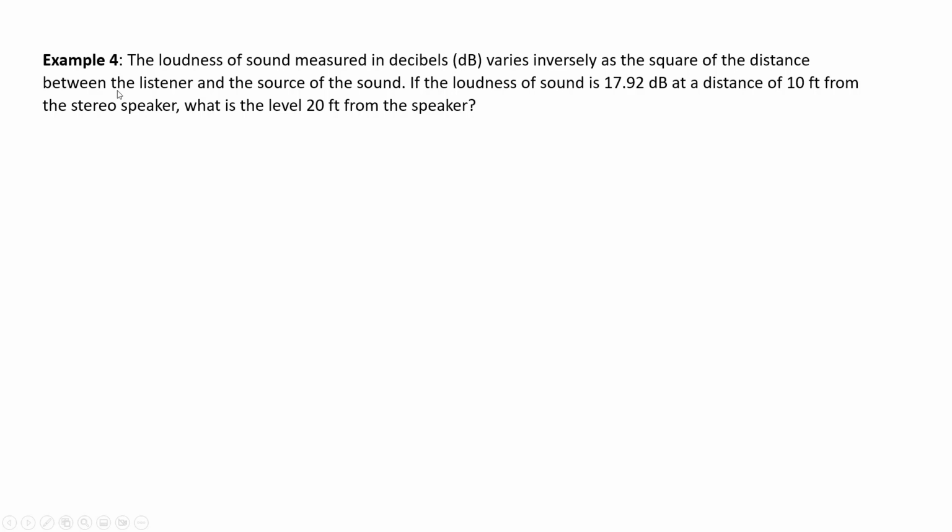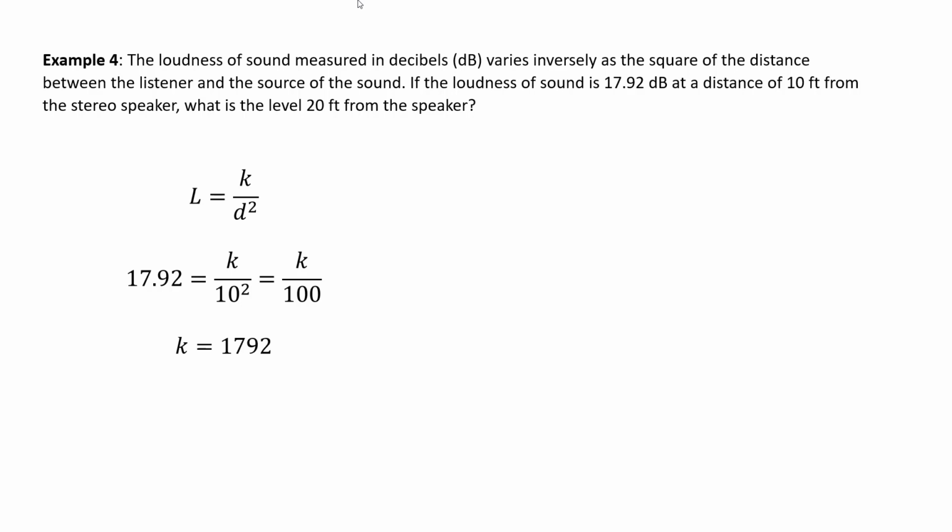So anyway, moving on. So we know that the loudness of a sound varies inversely as the square of the distance between the listener and the source of the sound. So loudness is equal to K over D squared, distance squared. And so we can solve for K using the information they gave us. They said that the loudness of a sound is 17.92 decibels at a distance of 10 feet from the speaker. And so we can plug that into the equation and solve for K, and K comes out to be 1,792.